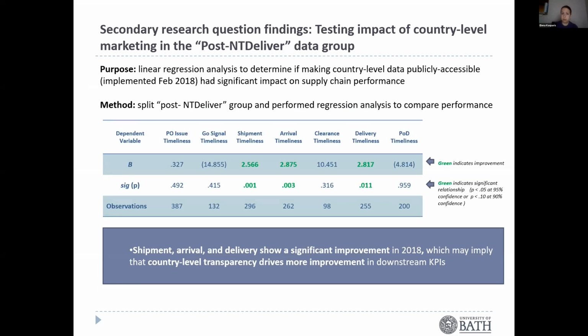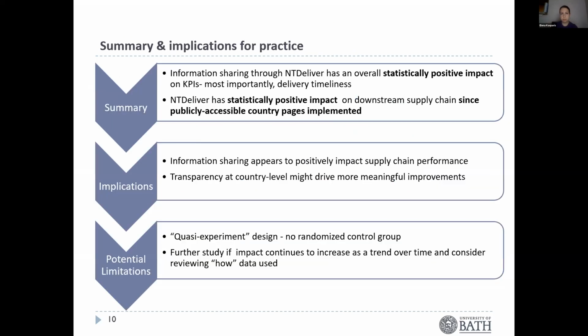So that appears to have some very great implications for the level of impact that we have when we make data more transparent. In this case, of course. So thinking about the implications, thinking about the summary of these results and the takeaways. So overall, with the exception of go signal timeliness, for those where we see that significant impact, it's positive. So we can say that investing in this kind of data and performance tracking has an overall positive impact.